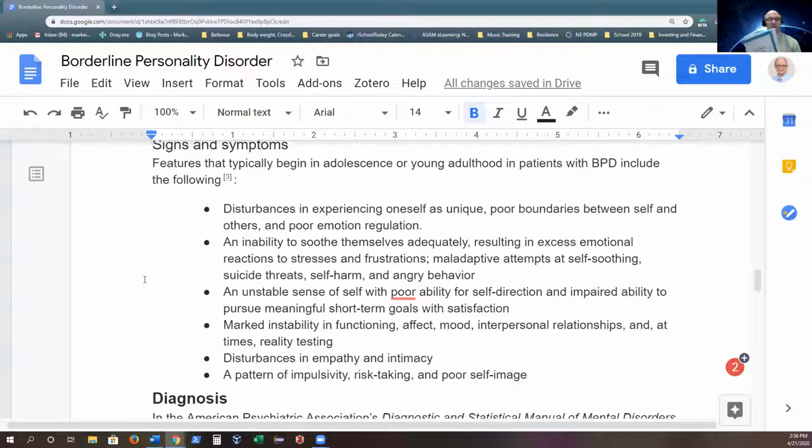Marsha Linehan invented that. So dialectical behavior therapy teaches you to self-soothe so that you don't have excessive emotional reactions to stresses and frustrations.